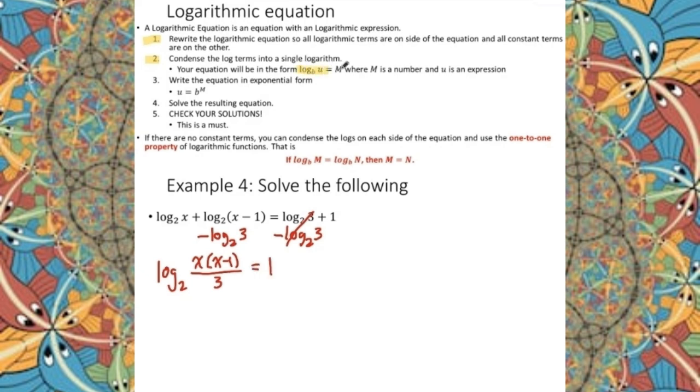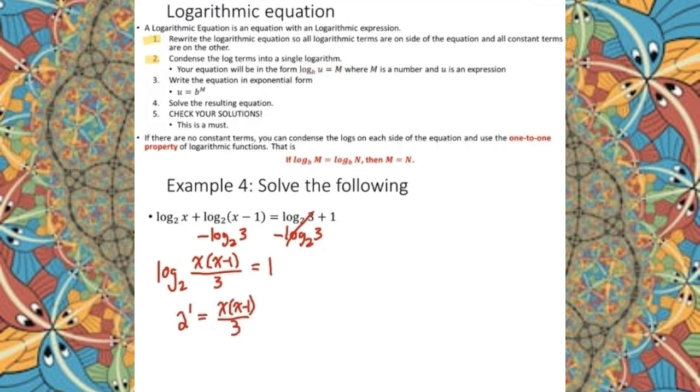Now my equation is in the form of log base b of u equals m, where u is an expression and m is some number. Now I'm in a similar situation to what we saw back when we first introduced logarithms. To help us solve from here, we're going to rewrite our equation in its equivalent exponential form. And that'll give us 2 to the first equals x times (x minus 1) over 3.